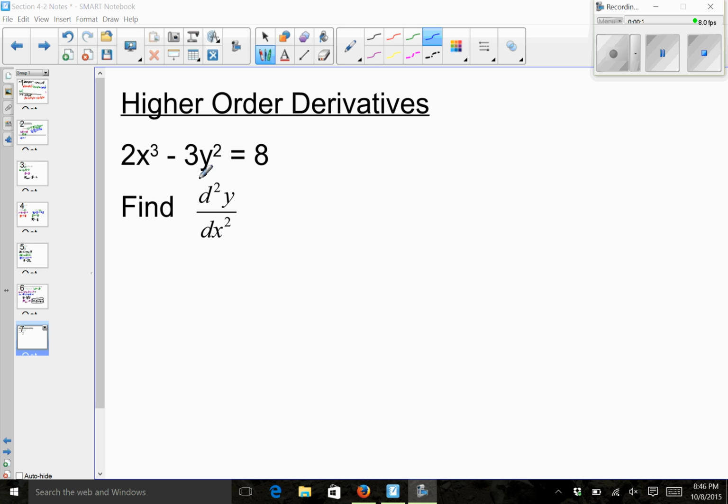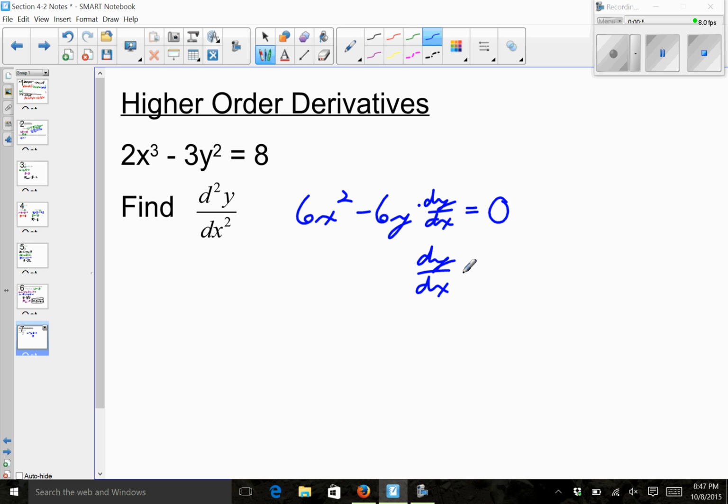So the derivative of 2x cubed is 6x squared. The derivative of 3y squared is 6y, but then I need the chain rule, so times dy/dx. And the derivative of 8 is 0. I'm going to go ahead and isolate my dy/dx. So I get that dy/dx equals x squared over y.